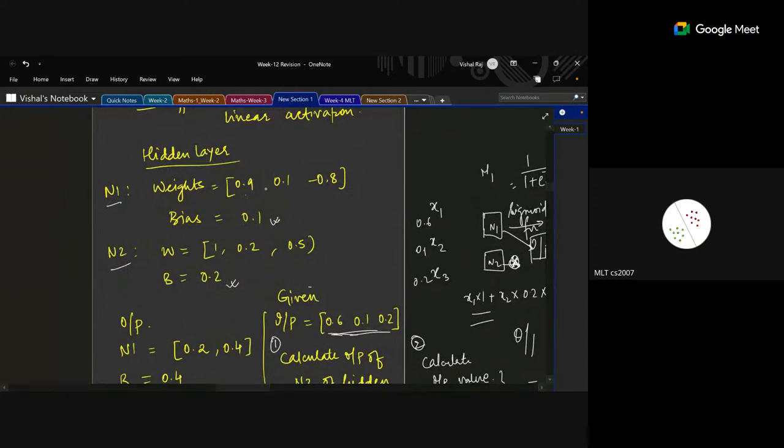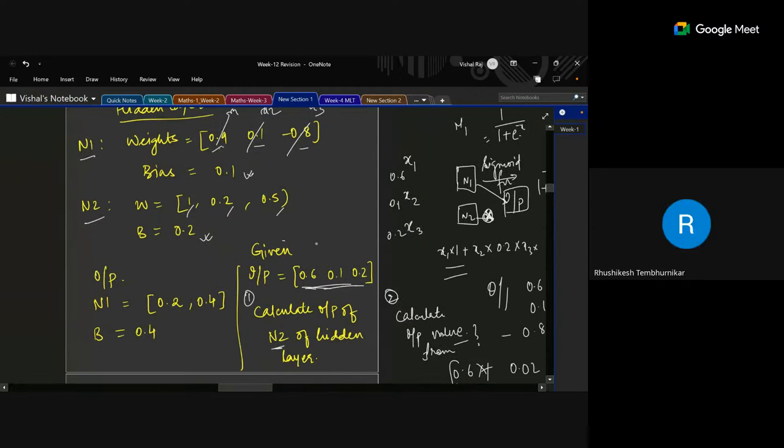This is for the first neuron of the hidden layer. Like you have only one hidden layer. So this is the three values, right? This is for x1, this is for x2, and this is for x3. Similarly, this is for x1, x2, x3. This is clear now, right? Shall we move to the next question? Yeah.